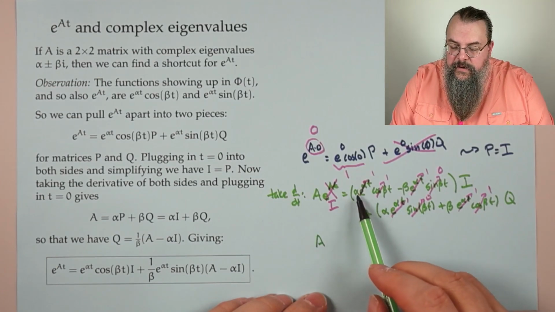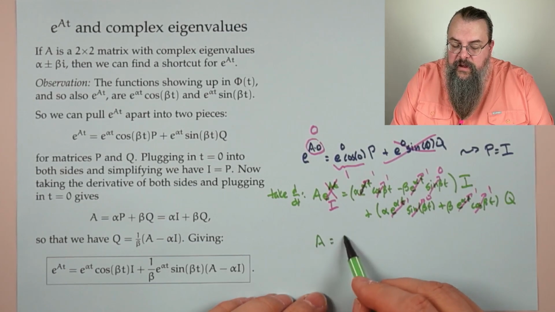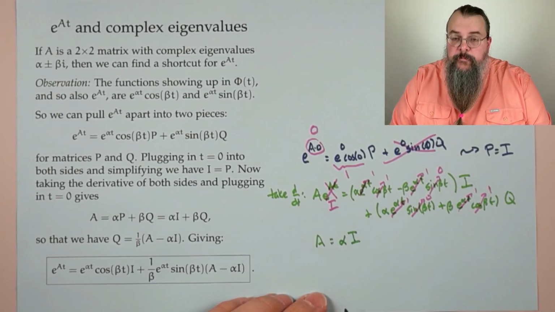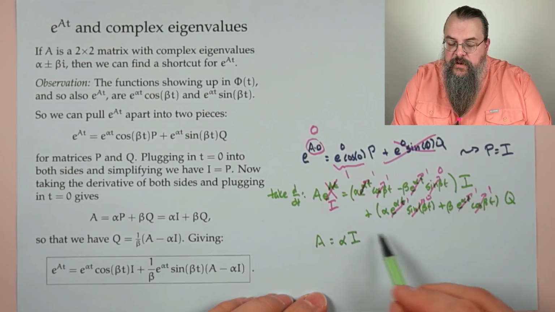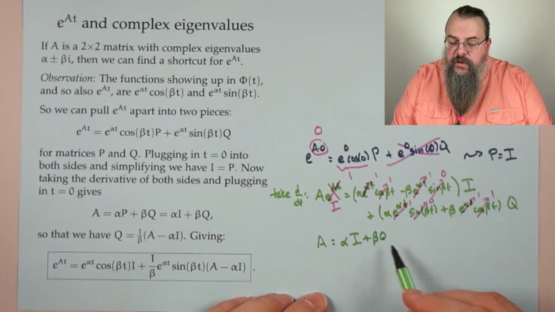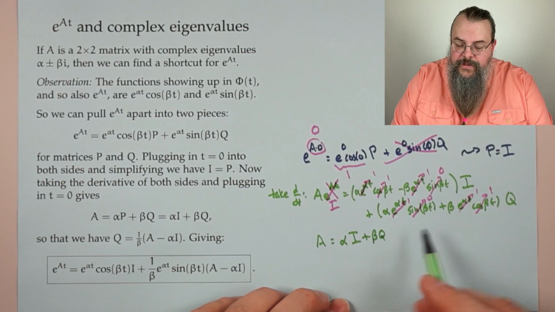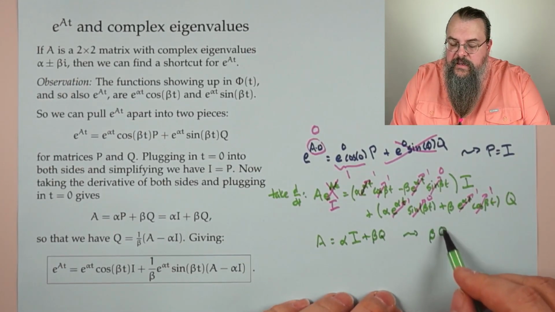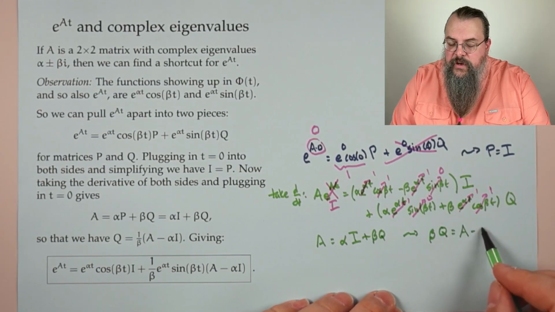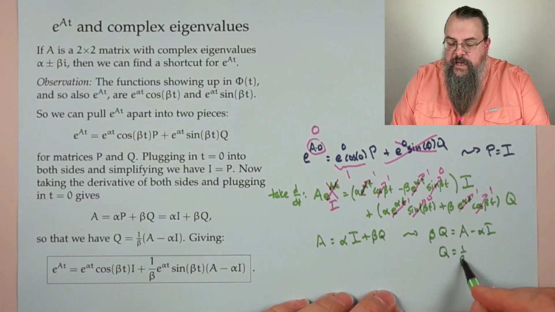Then we have alpha times 1 minus beta times 1 times 0, which is alpha. So that's alpha I. Then alpha times 1 times 0, which is 0, plus beta times 1 times q, plus beta q. Well, now we solve for q. So we can subtract the alpha I across. That tells us that beta times q is A subtract alpha I. And then we divide. So q is 1 over beta, A minus alpha I.